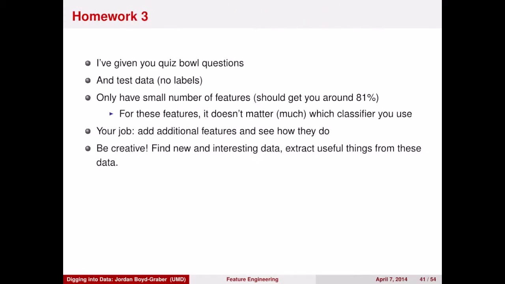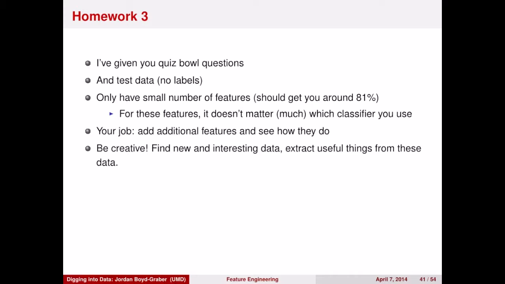And this is what you'll be doing in homework number 3. I've given you a bunch of Quizbowl questions where you have both a partial example of the question text and a guess of what the answer could be. And these guesses are Wikipedia pages. And your job is to say whether that guess is correct or not. I've also provided you test data where you don't know if the page is correct or not.